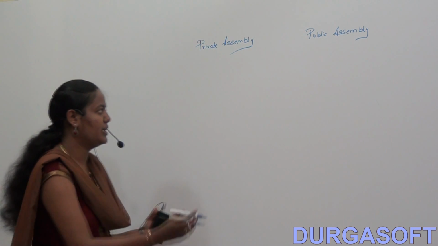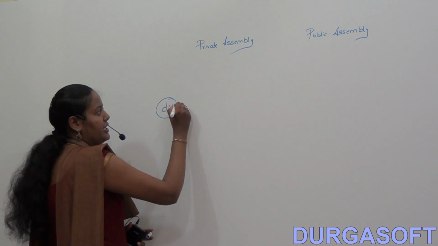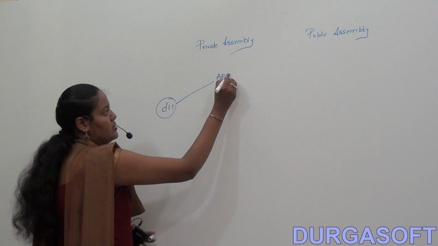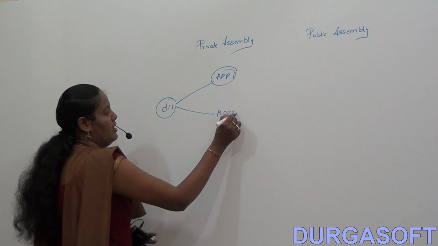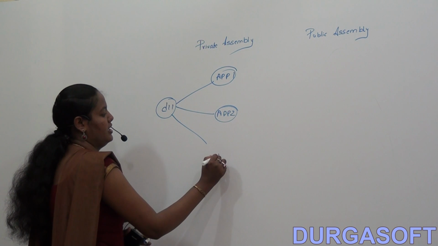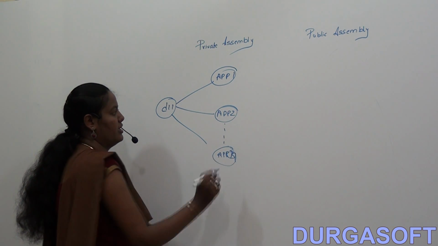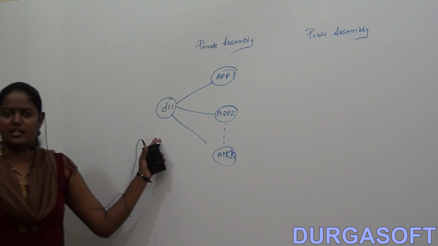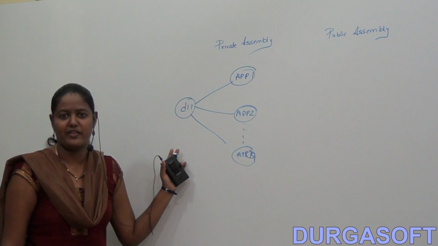In private assembly, you are going to create the DLL file. This DLL file can be reused in application 1, application 2 and application 3, and so on, application n. You can use this DLL file in multiple applications. But what is the drawback of this private assembly?